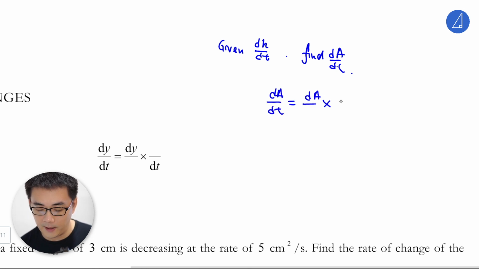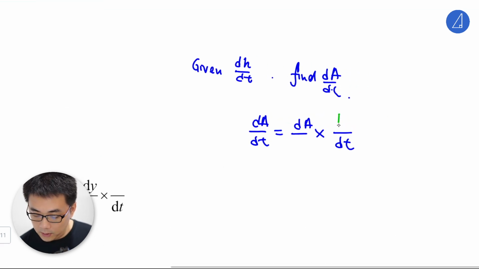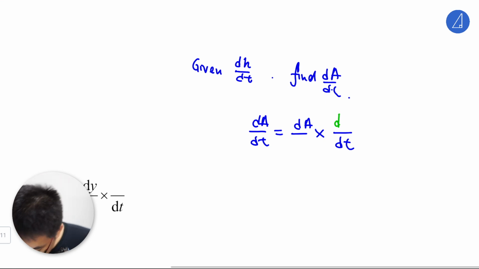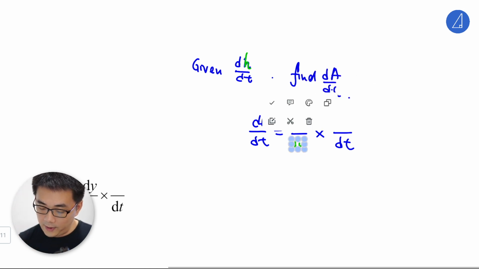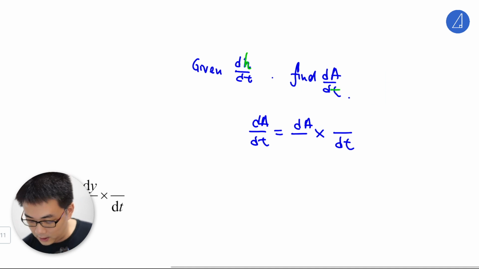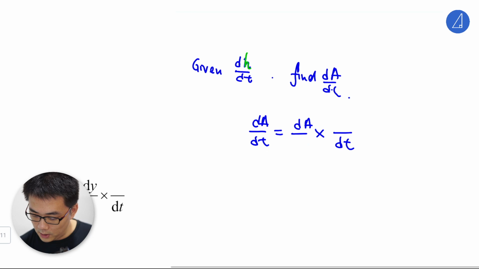Now if you want to find dA/dt, you just put dA/dt and use the chain rule like that. Usually one of the rates is given, so it doesn't take long for you to know what this should be. So I repeat, if you are told to find dA/dt, and you're given dh/dt, then this will be dA/dh and dh/dt.